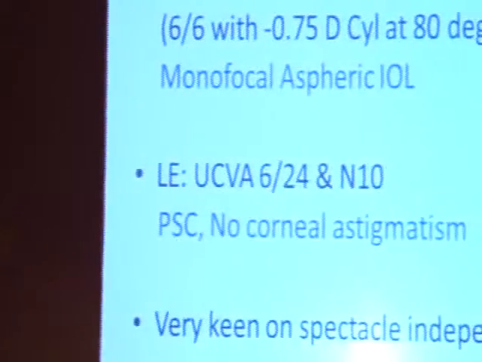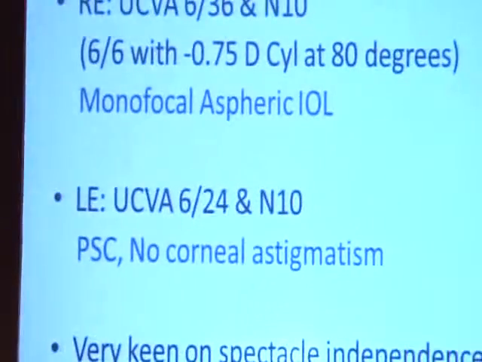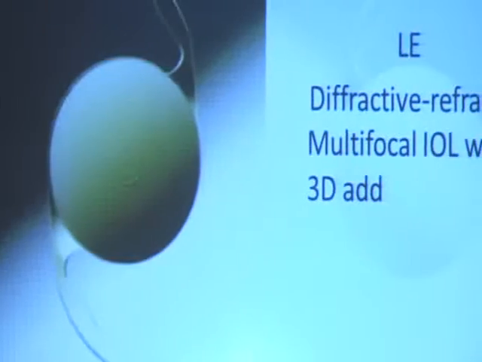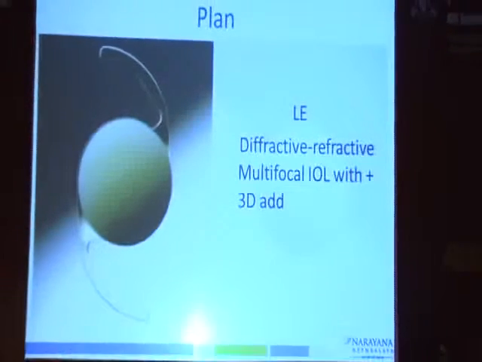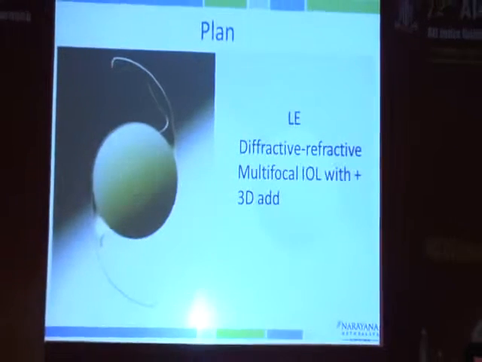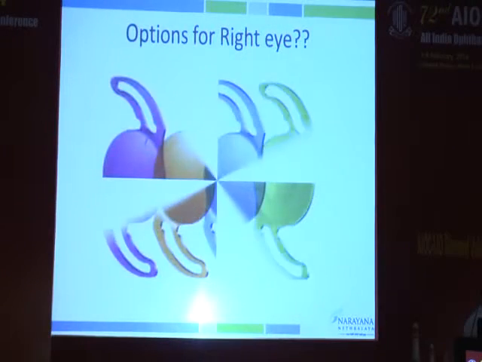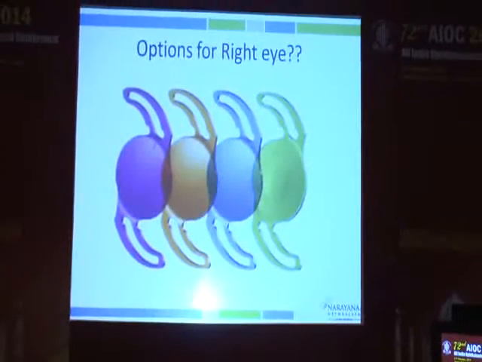A 63-year-old male presented to us with cataract in his left eye and a history of surgery in the right eye with a monofocal aspheric IOL being implanted. The patient was very keen on spectacle independence. So the obvious plan for his left eye was cataract surgery with implantation of a multifocal IOL because he was very keen on one. But the question was, what could we do for his right eye?